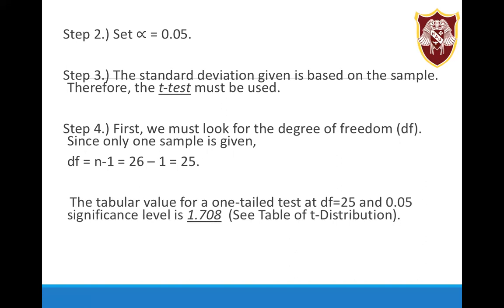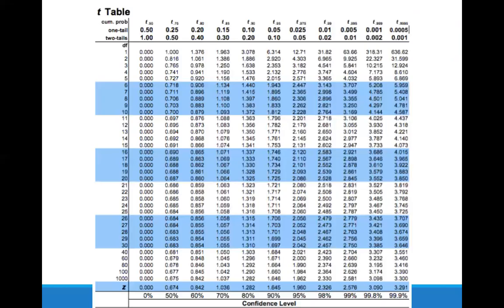distribution table we used a while ago, we obtained the tabular value for this problem. So for a one-tailed test, degrees of freedom of 25 and 0.05 significance level, the value obtained is 1.708. So one-tailed test, 0.05 level of significance, degrees of freedom is 25. Then we get the intersection and we get 1.708 as our tabular value.